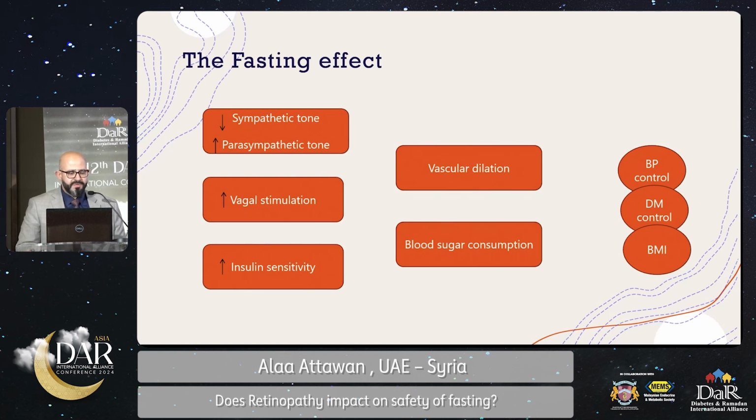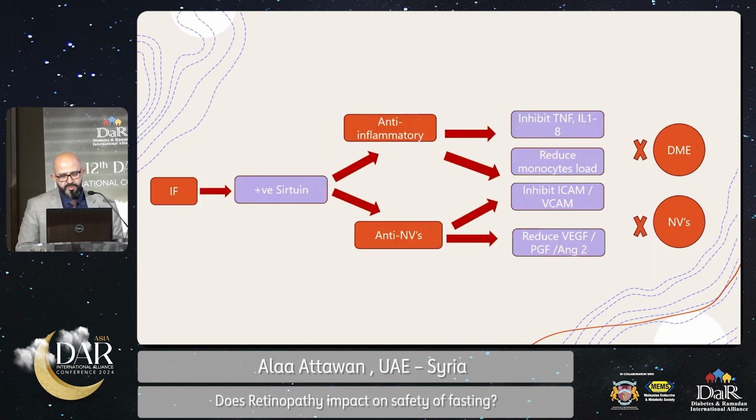fasting will reduce the sympathetic tone, increase the parasympathetic tone, increase the vagal stimulation, and increase insulin sensitivity, leading to vascular dilation, reduction in blood pressure, and probably improved diabetic control, not necessarily having a big role in weight loss. But that's intermittent fasting. Ramadan fasting, as we have seen previously, doesn't really have much of an impact on weight loss, because it depends on what the patients eat after they break their fast. But with intermittent fasting, it's a lifestyle. So you do work hard to control the weight.